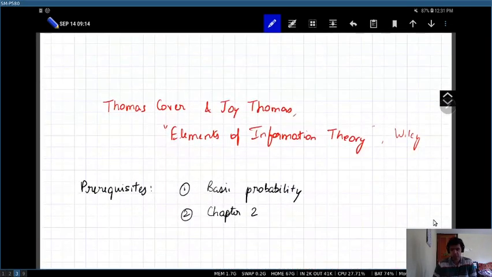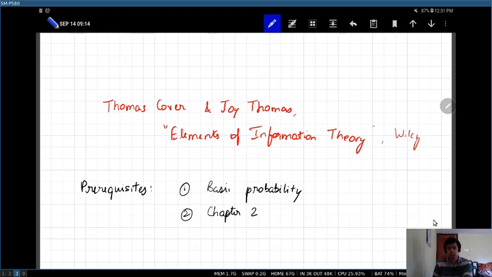Most of the topics that I will cover are based on this textbook by Thomas Cover and Joy Thomas. It's titled Elements of Information Theory. It's sort of the Information Theory 101 textbook, and almost everything that I cover will come from here. But at the same time, I won't be starting from scratch.